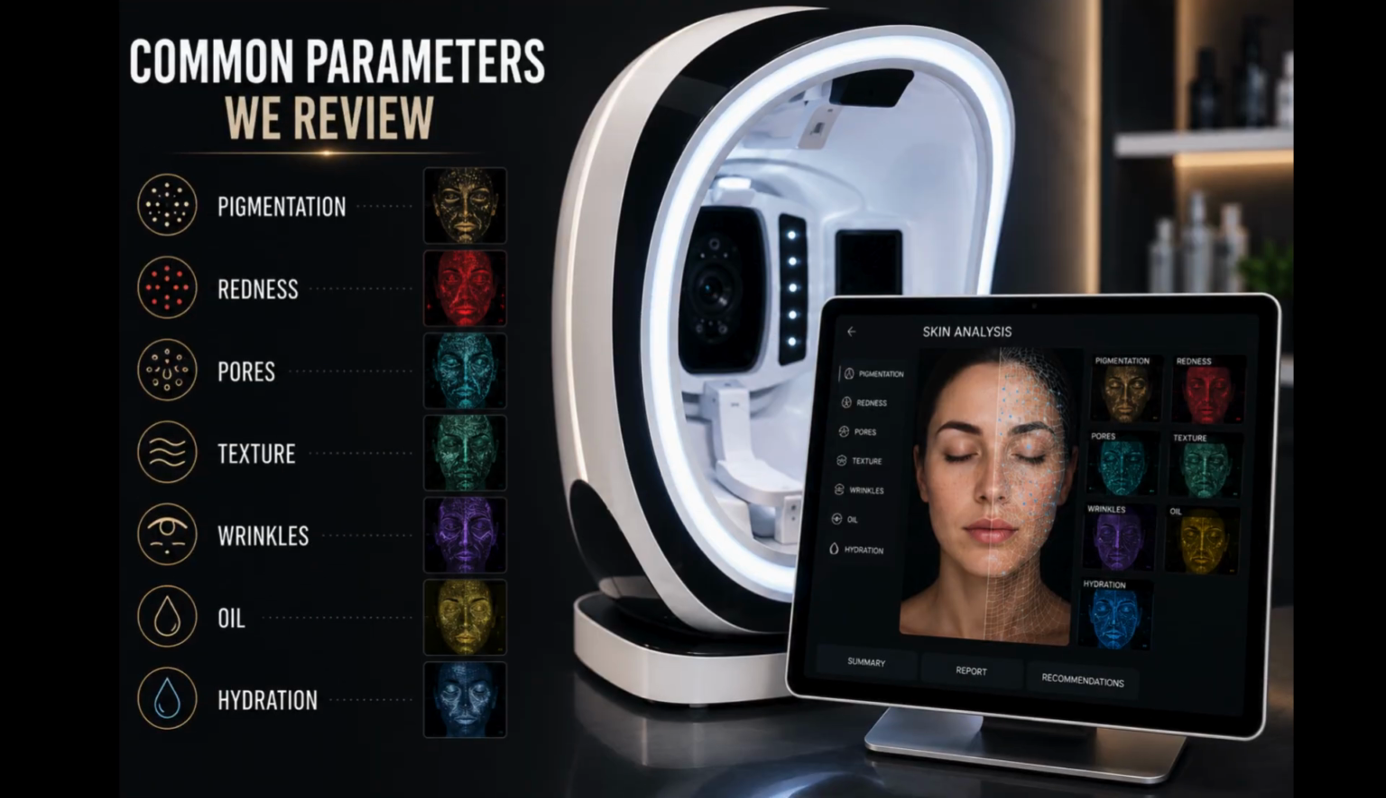Most consultations focus on these common parameters. Not every parameter is relevant for every patient. Pigmentation, redness, pores, texture, wrinkles, oil, hydration.